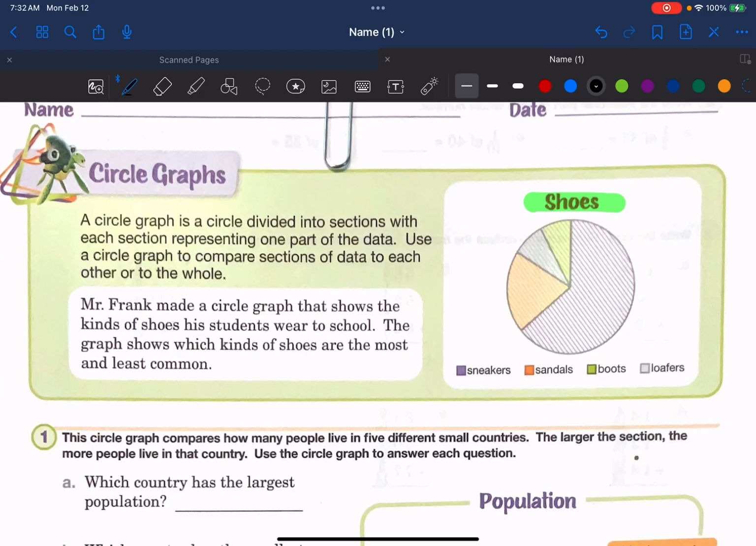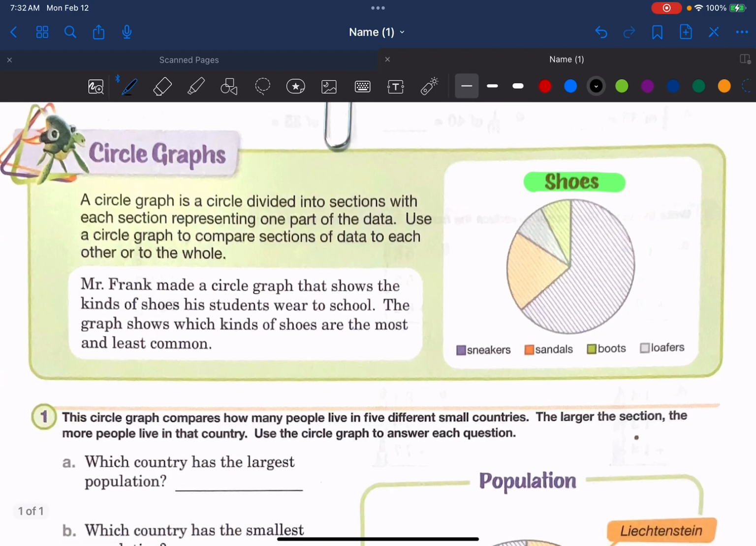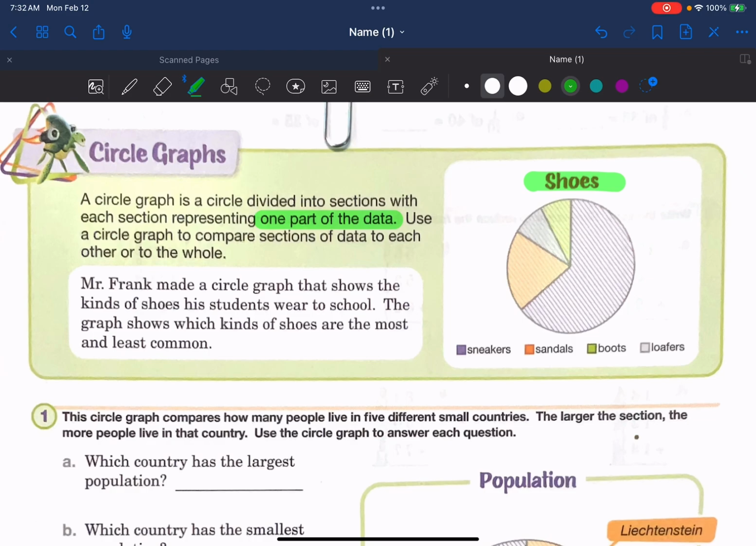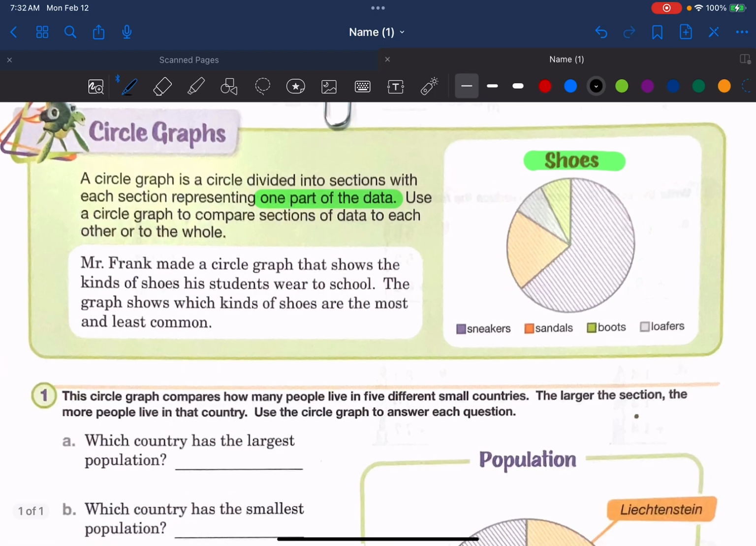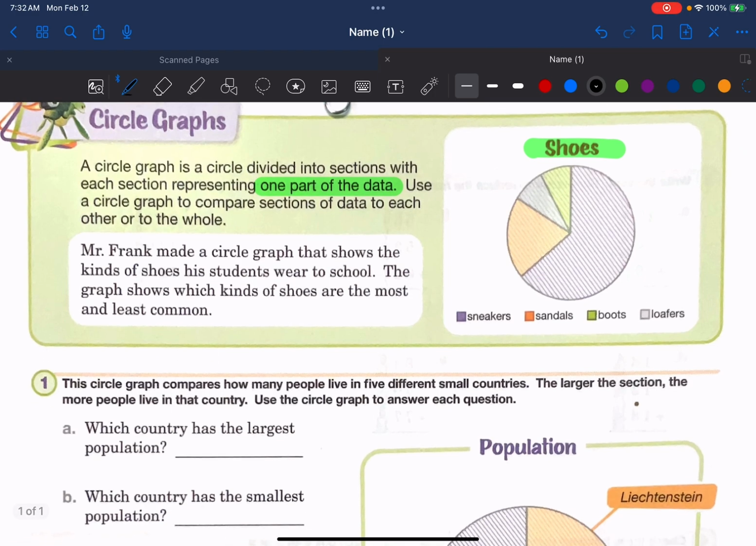a graph. So a circle graph is a circle that's divided into sections, with each section representing one part of the data. And here it even says one part of the data. So the data is the whole, and then each section is one part. Use a circle graph to compare sections of data to each other or to the whole. So in this example, Mr. Frank made a circle graph to show the kinds of shoes his students wear to school. The graph shows which kind of shoes are the most and least common.